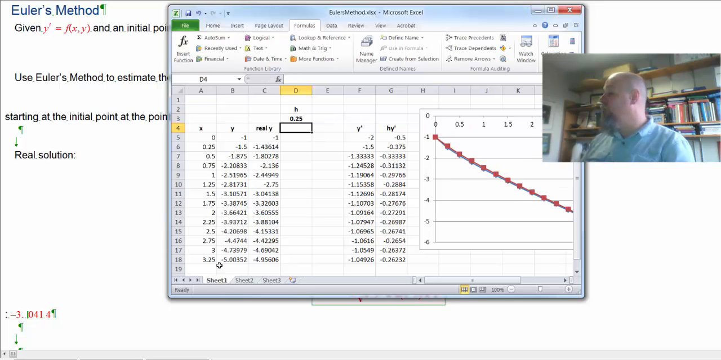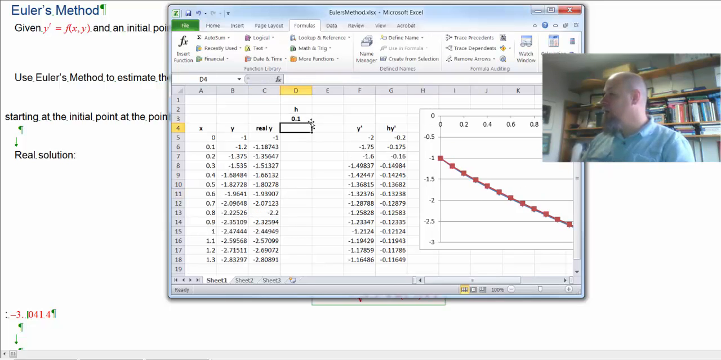So now I had to do more steps to get up to 3, but I can see that my answer is closer to the real value, right? Double the steps. So -3.1, that's the real answer here. Let's take an even smaller step. If I take 0.1 of a step, no, then I don't actually get there.